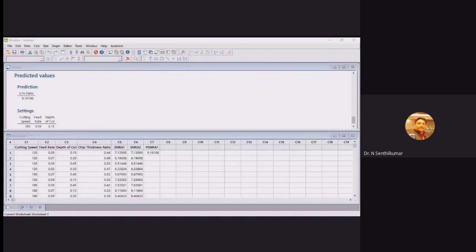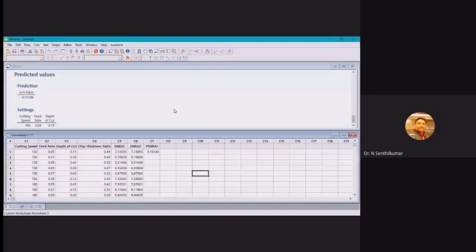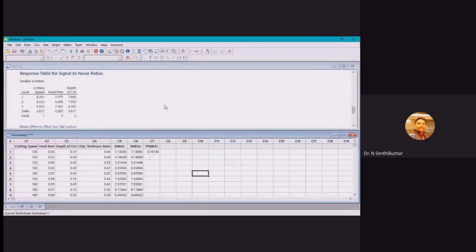So any doubts in this, you can ask me, sir. Sir, interpretation of this ratio, anything we should know? The percentage contribution, sir. Yeah, right. The percentage contribution is very, very simple, sir.